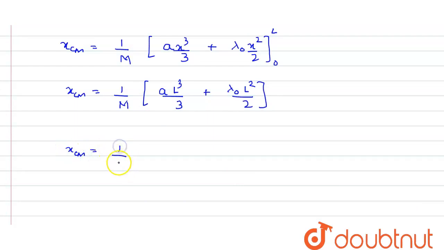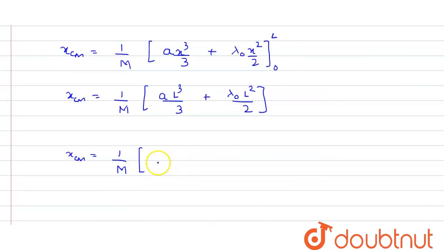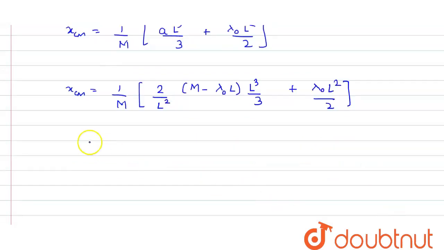So the x coordinate of center of mass would be equal to 1 by m. The value of A we have calculated. Let's check. It is 2 divided by L square, multiplied by m minus lambda naught into L, multiplied by L cube divided by 3 plus lambda naught L square divided by 2. Okay, so this is our lambda naught. Now we can clearly see that a power of 2 would be cancelled and here it would be just 1 power.